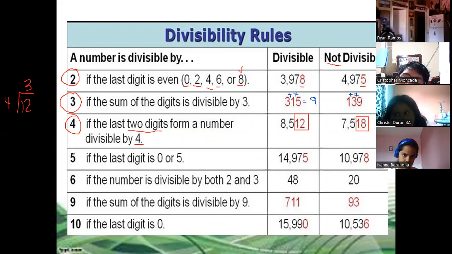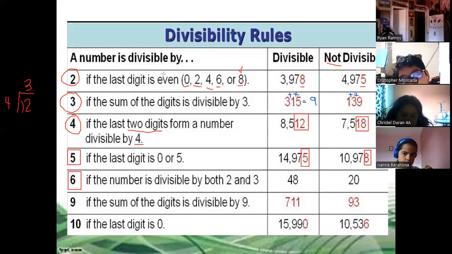Now the next one. A number is divisible by 5 if the last digit is 0 or 5. Remember the table of 5: 5 times 1, 5, times 2, 10, 15, 20, 25, 30, 35. So the last digit is 0, 5, 0, 5. If the last digit is 0, it is divisible by 5. But in the second example, we have an 8 and 2, so it is not divisible by 5.